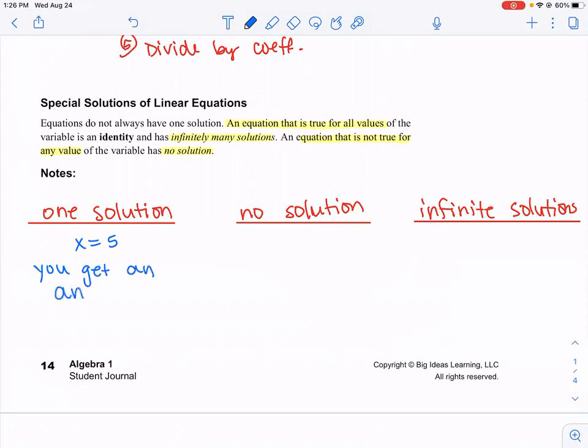X equals 5, X equals 753, X equals negative pi, whatever it is, you're going to get an answer. Okay. Now, what about no solution? No solution means no value for X is ever going to work. There is nothing we can plug in for X to make it work. When that is the case, you're gonna get some weird statement.